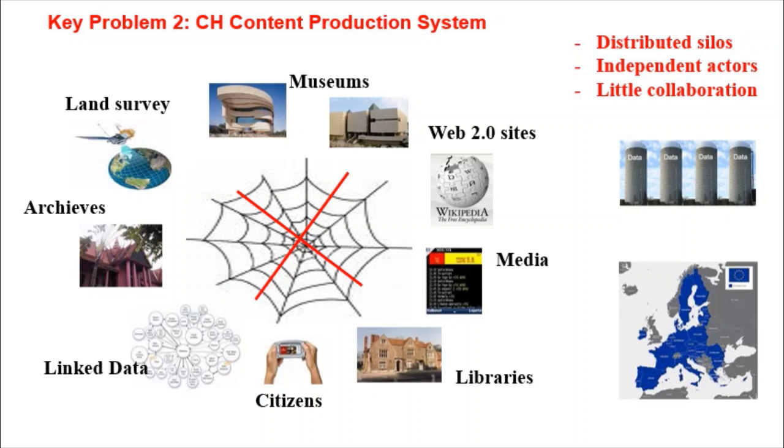The second key problem is that cultural heritage content creation is distributed in different kinds of organizations, including not only memory organizations, but also media companies, land survey organizations, communities producing data such as Wikipedias, as linked data clouds, and different citizens participating in citizen science initiatives.